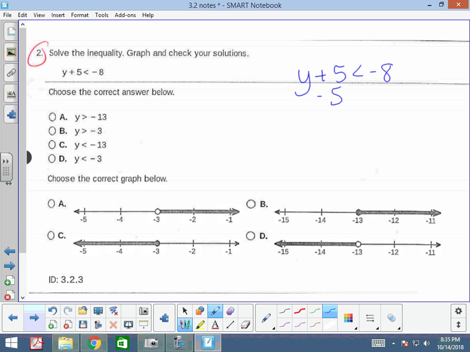So we're subtracting 5 in order to get y by itself. Negative 8 minus 5 is negative 13. Again, there's going to be a hole. Negative 13 is not included, and it's going to the left. Oops, I forgot. Right here too. Okay, so first fill in the multiple choice, and then you get to pick the graph.